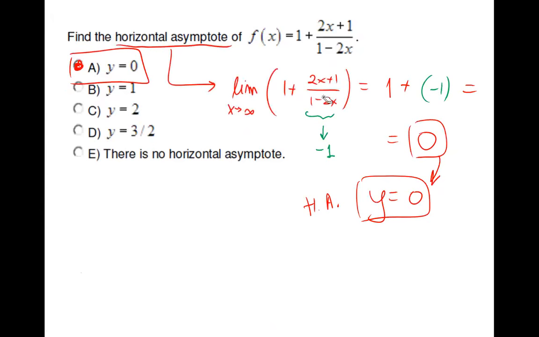Or you may find a common denominator, and then you will see that the degree probably will be greater because -2x and 2x will be cancelled out. But this is also the good way to find just the limit. That means, remember, horizontal asymptotes are the limits at infinity. Okay?